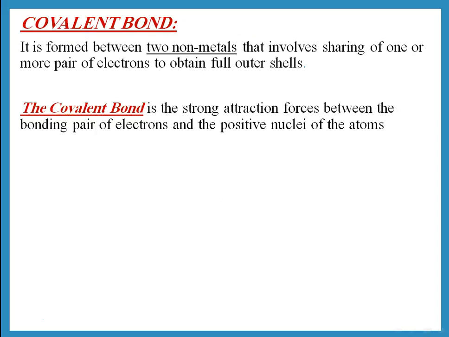These are ionic. Now, if we're talking about covalent, covalent is formed between two nonmetals. So how do I know if something has a covalent bond? If we're talking about nonmetals. And this involves sharing of one or more pair of electrons to obtain a full outer shell.